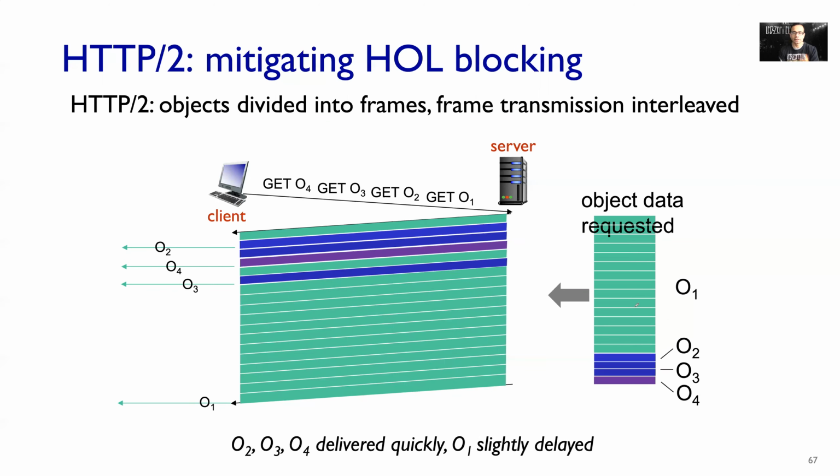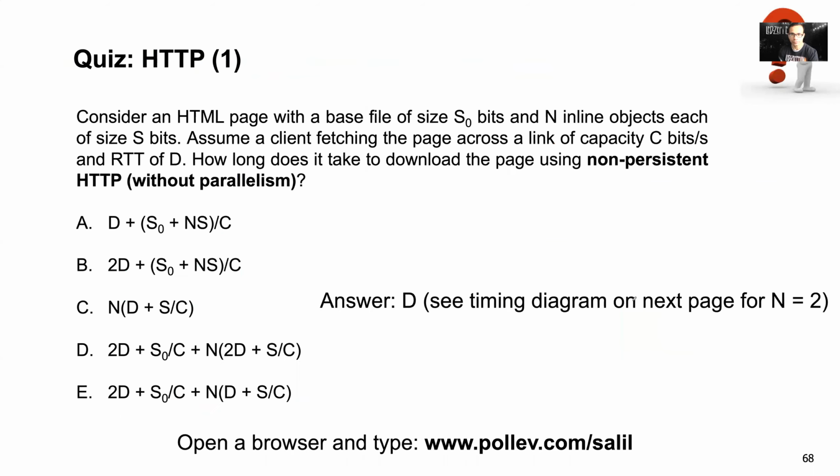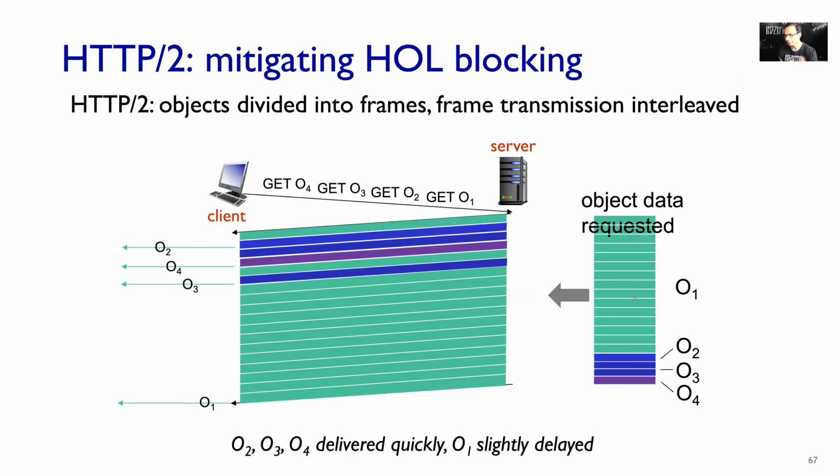Of course, there is a trade-off there in that the first object is delayed slightly, but given that the size of the subsequent objects is small, it's not really a significant impact here, right? So this is widely used in the second version of HTTP. So yeah, that was all that I had left from the HTTP part.